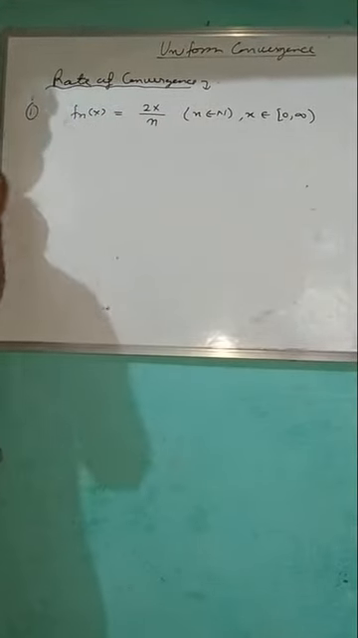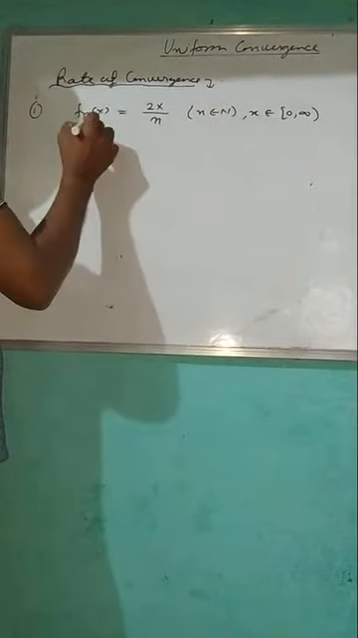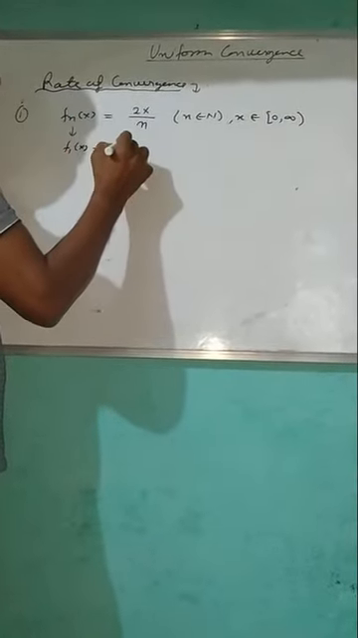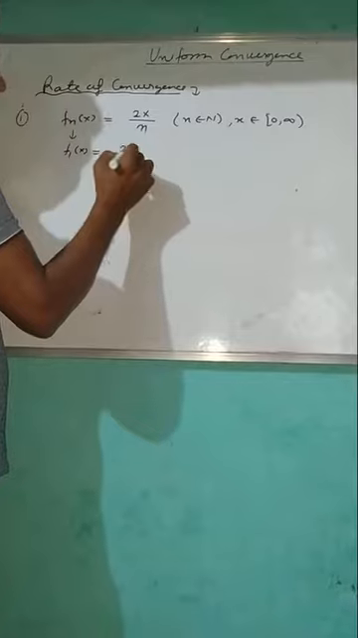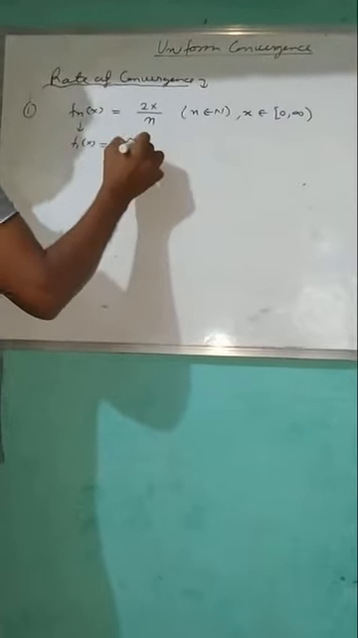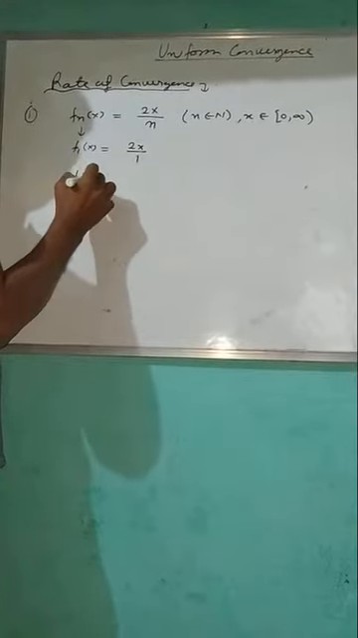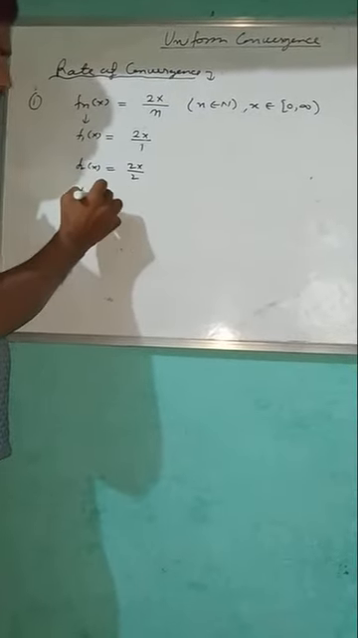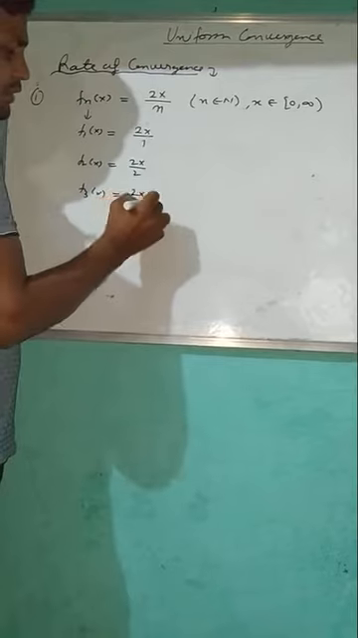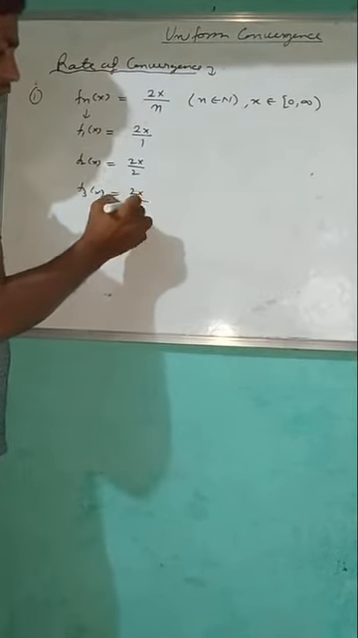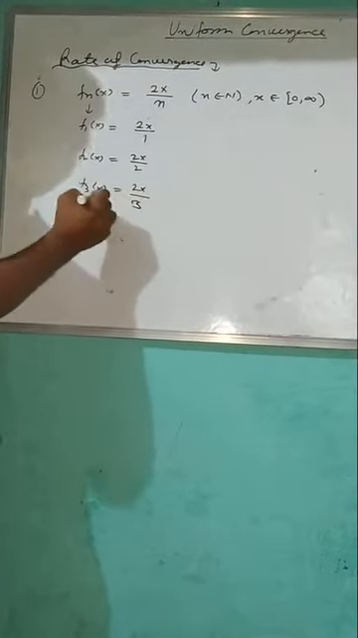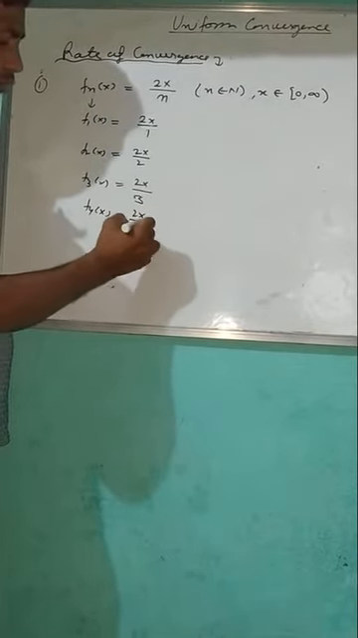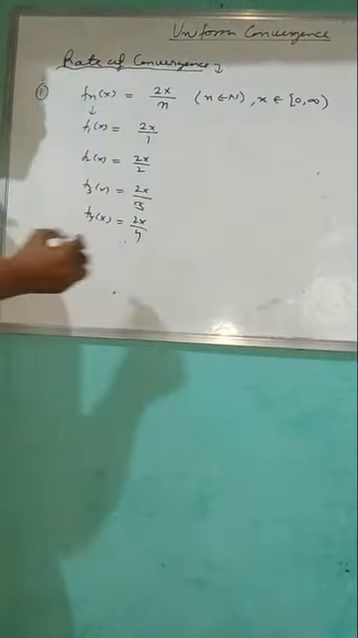For understanding this, the first function f1(x) is 2x upon 1. The second function f2(x) is 2x upon 2. The third function f3(x) is 2x upon 3. And similarly, we have f4(x) equal to 2x upon 4. Clear?